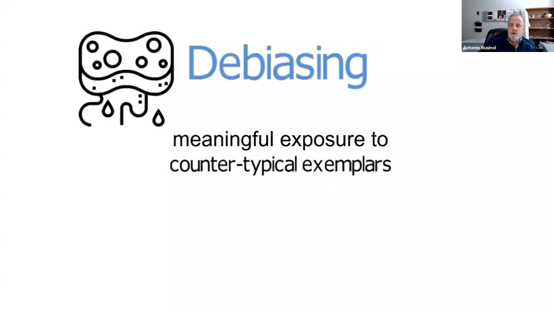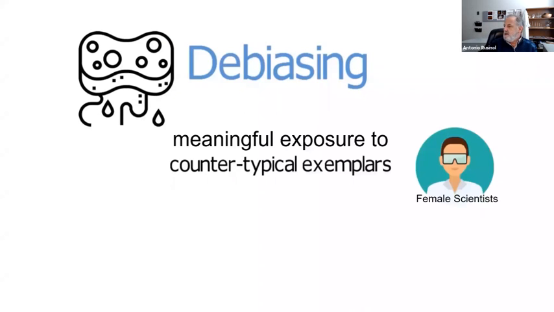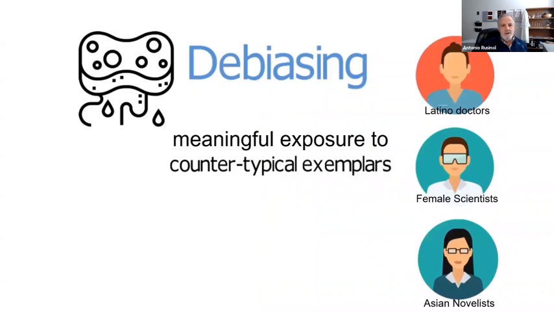The one that people use the most is meaningful exposure to counter-stereotypical exemplars. For example, you can have interactions or learn about female scientists, Latino doctors, or Asian novelists. These counteract the usual stereotype that there are no Latino doctors, etc. And so you can do what is available to you, obviously, but in-person interaction works better.